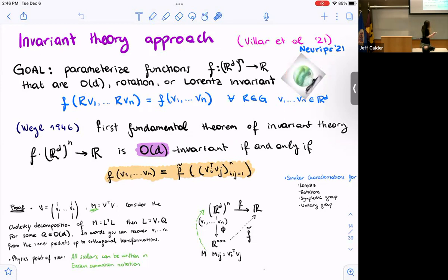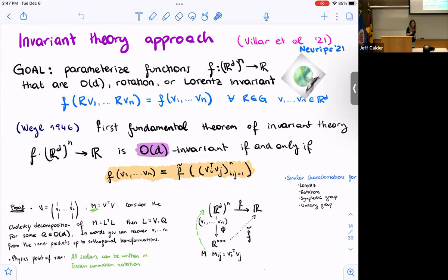So something that we can do is parameterize the functions that take n vectors in R^d and output a scalar, so that they are invariant with respect to different groups, like the rotations or Lorentz or the orthogonal group, etc. We can use classical invariant theory, the first fundamental theorem of invariant theory, which says that a function that takes n vectors in R^d and goes to R is O(d) invariant, so invariant with respect to rotations and reflections, if and only if it is a function of the inner products of the input vectors.